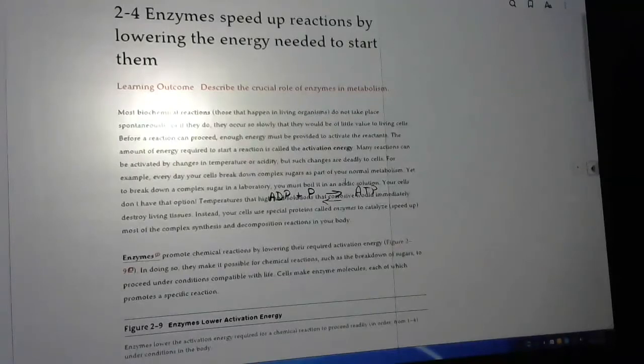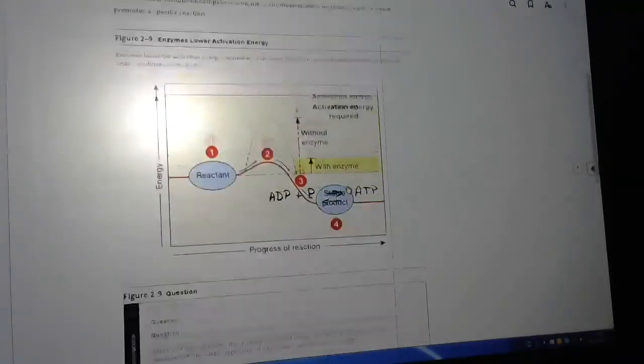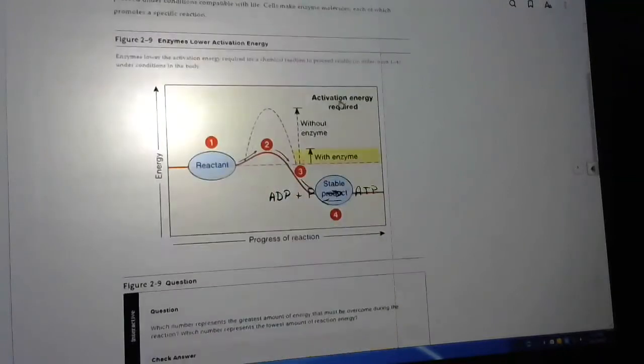All right, so what are enzymes? Enzymes speed up reactions, or they are what? They lower the activation energy. So here it is. The energy of activation, or activation energy, is the energy required for this to go through, for this product to make this product here, okay? So ADP plus phosphates, rather, yields ATP, all right? So that is a stable product at ATP.